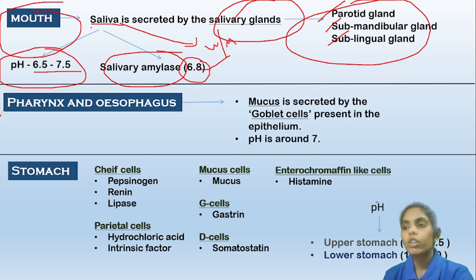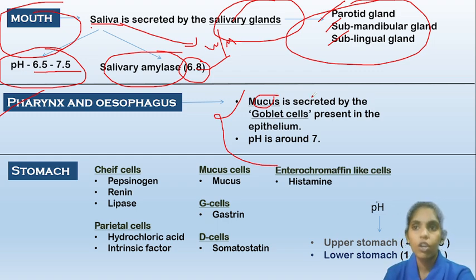Coming to the next part of the digestive tract, that is the pharynx and the esophagus. There are not many important secretions released in this part of the digestive tract. The only substance released is the mucus. This mucus is a sticky gelatinous substance which is responsible for lubricating and also protecting the lining of the pharynx and the esophagus. This mucus is secreted by the goblet cells present in the epithelial layer of the pharynx and the esophagus, and its pH is around 7.